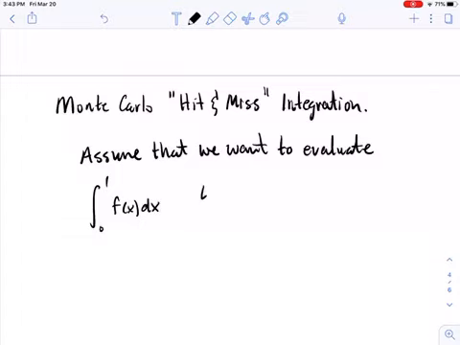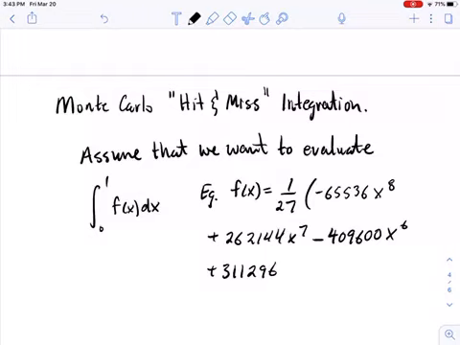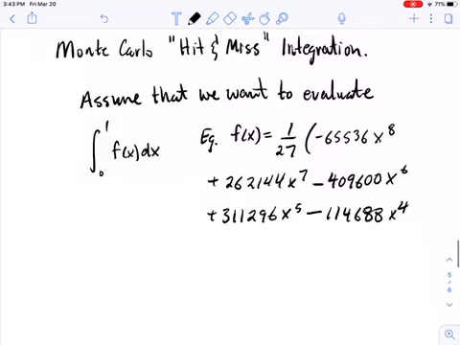and we're going to take our f of x equal to, it's some funny function, so it's 1 over 27 minus 65536 x to the 8th plus 262,144 x to the 7 minus 409,600 x to the 6 plus 311,296 x to the 5th minus 114688 x to the 4th plus 16384 x cubed. So you'll notice this is just a polynomial.